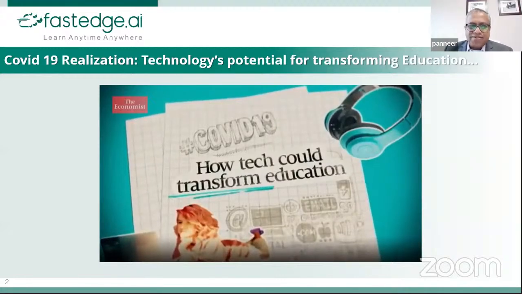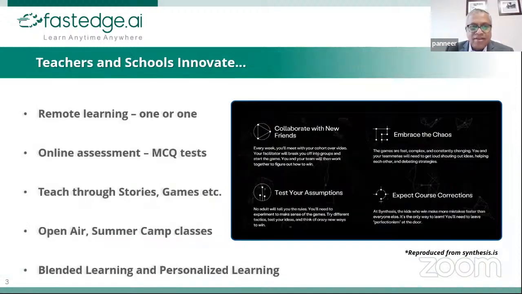So what does this video tell us? The Economist magazine has done deep research about what technology is doing to transform education, some of the lessons learned, and this is a combination of what we are finding and what the Economist has identified as well. Teachers and schools have started innovating around the technology. They leverage conferencing platforms initially built for video conferencing for education. Now they support remote learning, one-on-one learning platforms, and online assessment, which I think you already know. And a new paradigm of teaching has emerged.